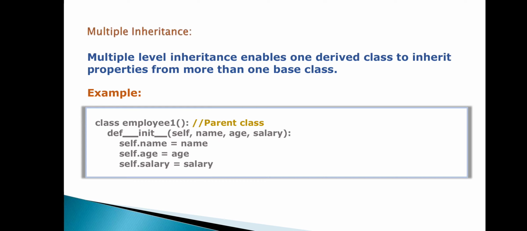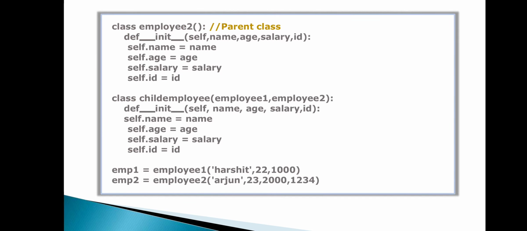Class Employee 1 is the base class. Class Employee 2 is the second base class. Class Child Employee inherits the properties from both Employee 1 and Employee 2 base classes.